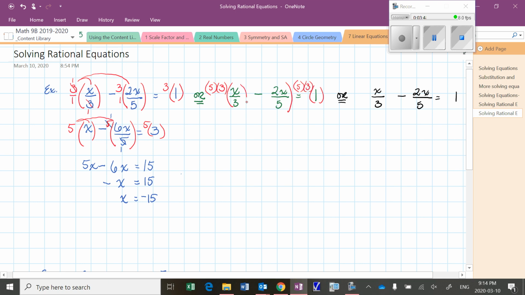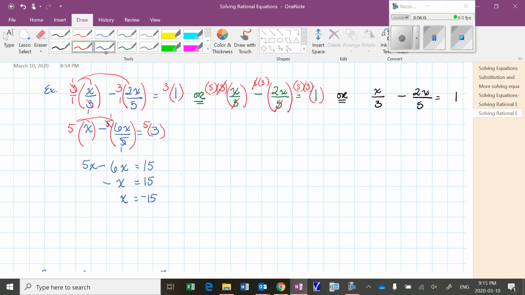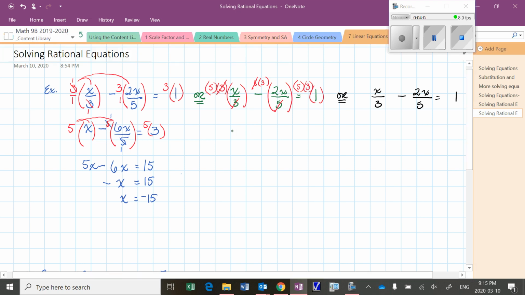And now, of course, we all need to distribute that in, so I'm just going to rewrite those brackets. So 5 times 3 on both those terms, and then we know the 3 over the 3 is just 1, the 5 over the 5 is just 1, and that leaves us then with 5x minus 6x is equal to 15, and of course that looks really familiar, so I don't need to continue with that.